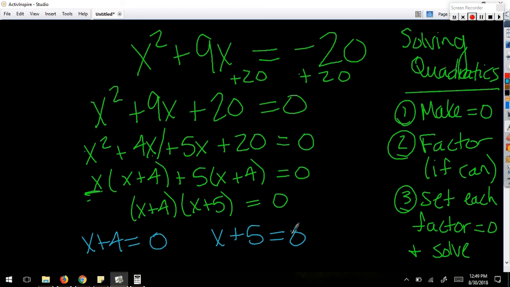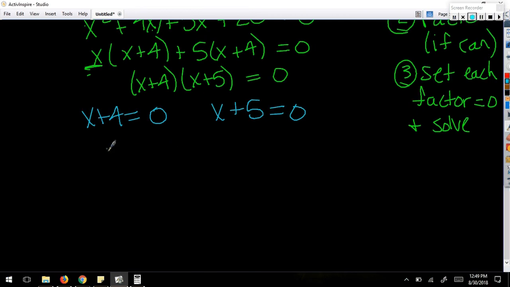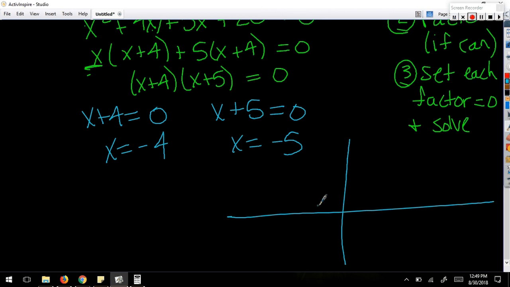Alright, explain. I said x plus 4 equal to 0. I said x plus 5 equal to 0. I'm going to solve each one. X equals -4 and x equals -5. Graphically, what does this mean? These are the x-intercepts. This graph, I know because a is positive, it's going to open up. It's going to cross at -4 and -5, and I don't know what else it's doing. I'm trying to get you to make the connection between everything to see the big picture. Right, I didn't know that.